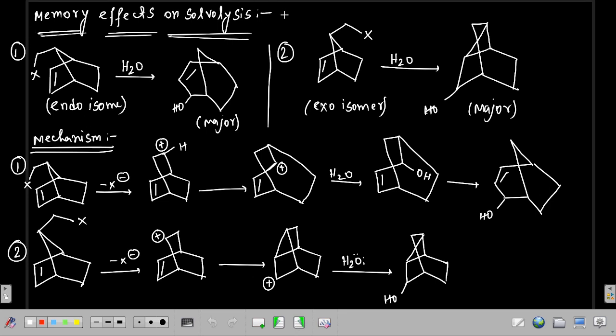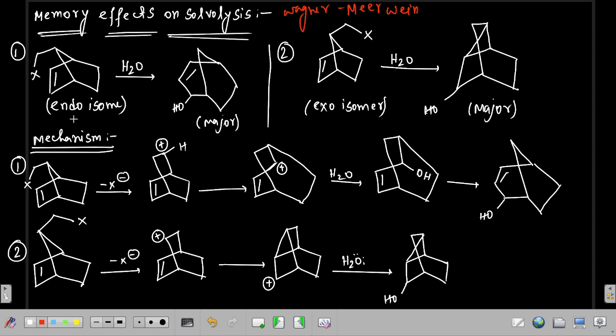This is another type of Wagner-Meerwein rearrangement reaction. This is a memory effect on solvolysis. So we are doing solvolysis of this halide. So these are two isomers. Both compounds are the same, but the isomers are different.